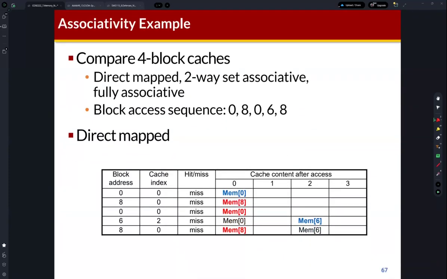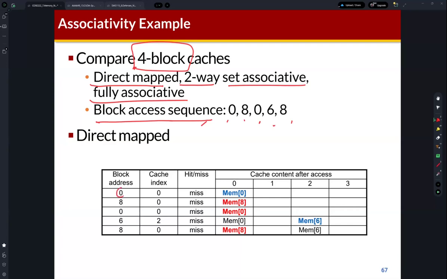Let us assume that the cache includes 4 blocks. Then we will compare direct mapped, two-way set associative, and fully associative cache. This is the block access sequence: 0, 8, 0, 6, 8.